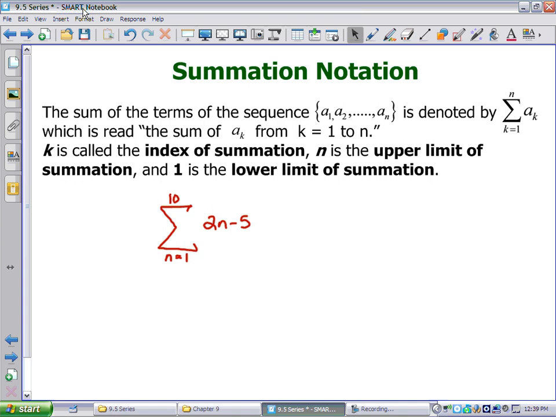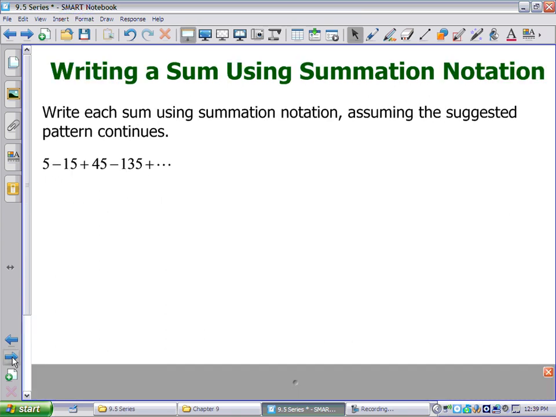Okay, let's look at writing a sum using summation notation. Here they want us to write each sum using summation notation, assuming that the suggested pattern will continue. So here you have to determine if it's going to be geometric or arithmetic. If it was arithmetic, we know that there's a common difference, meaning that there has to be the same number in between the terms.